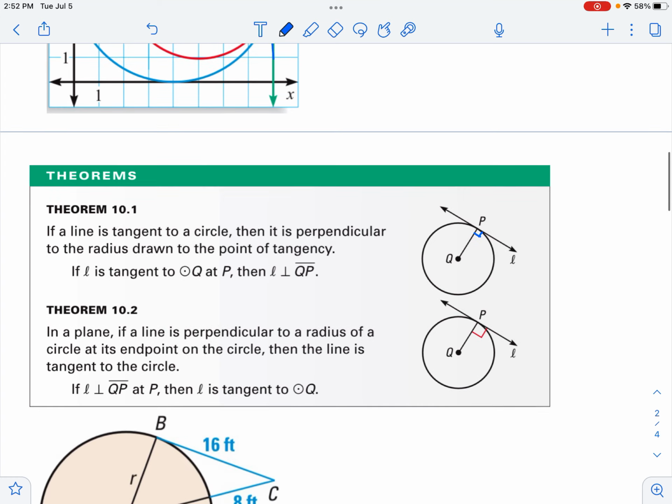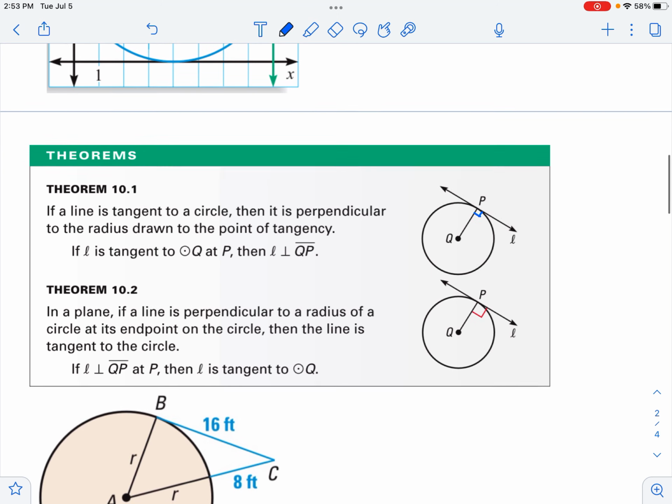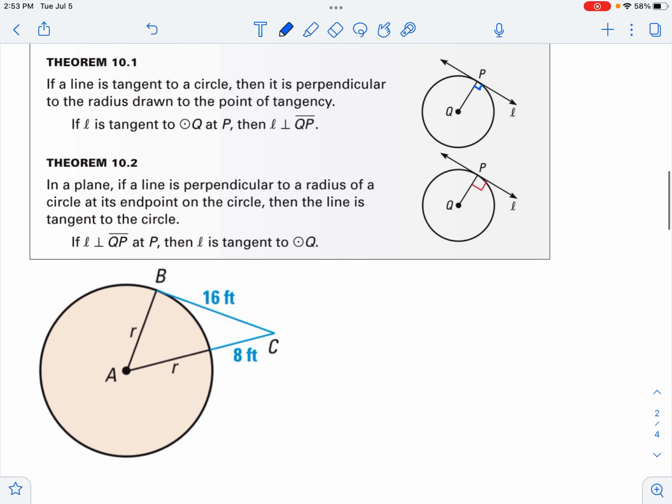Likewise, if a line is perpendicular to the radius, then it's a tangent. Okay? So it goes both ways. If in a plane, a line is perpendicular to the radius of a circle at its endpoint on the circle, then the line is tangent to the circle. So that's a very important thing. Remember, tangents form 90 degrees with the radius. Very important point.